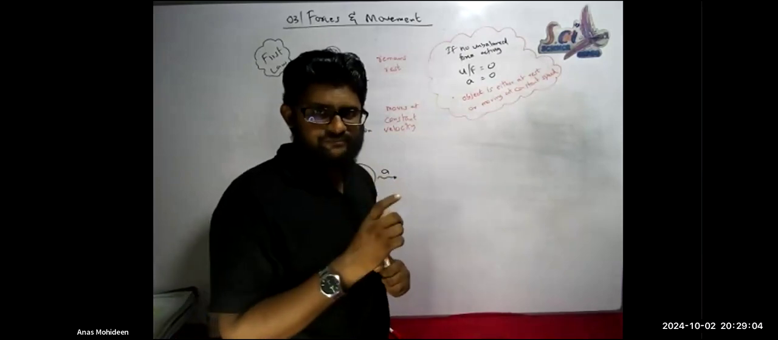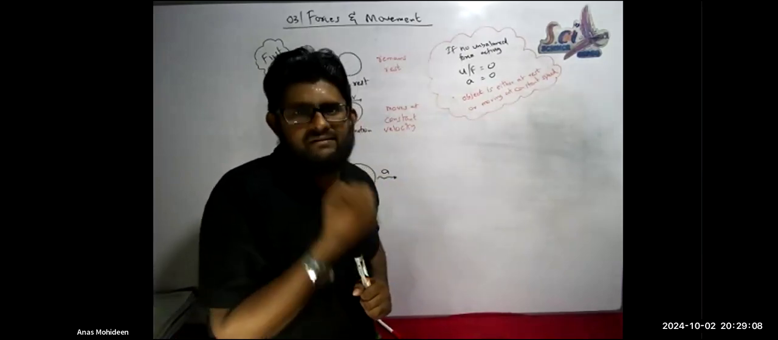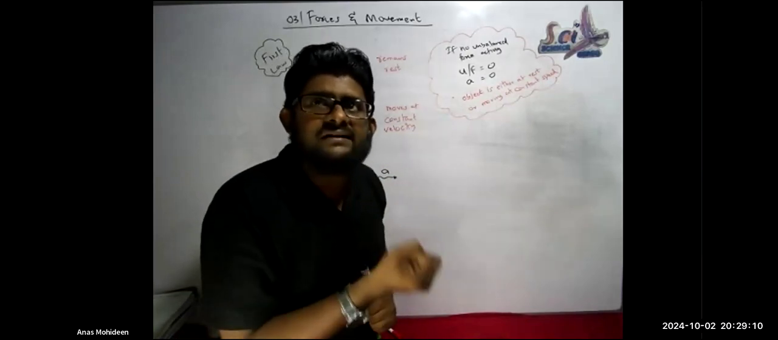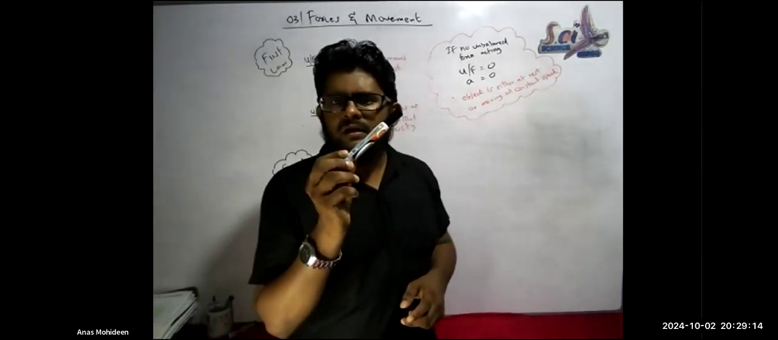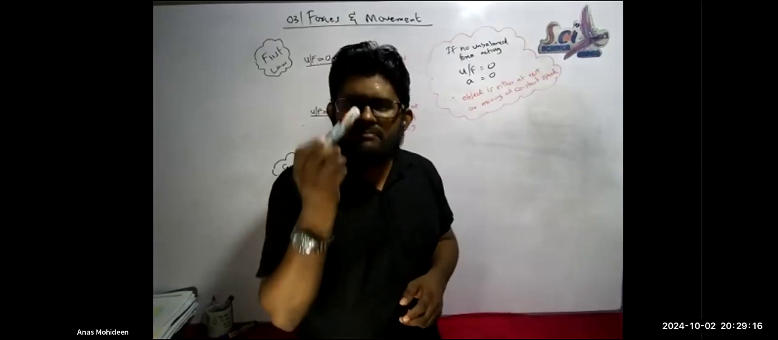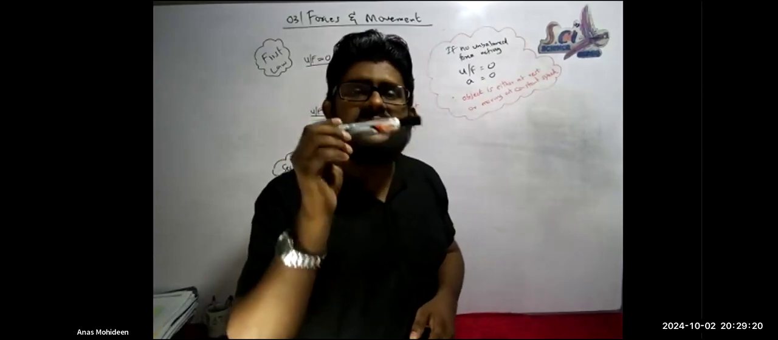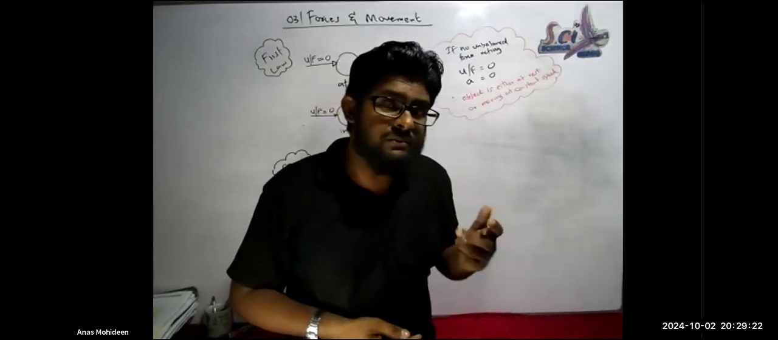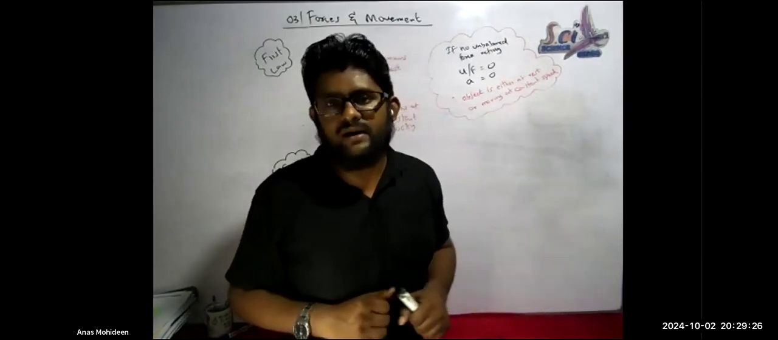Mass refers to the amount of matter in an object. Let's take this marker. This marker is made up of some matter. How much matter it contains, that is its mass. And this mass is what we measure in kilograms.